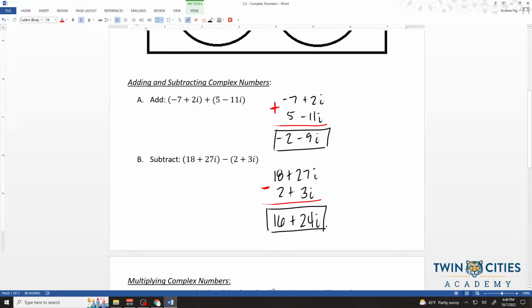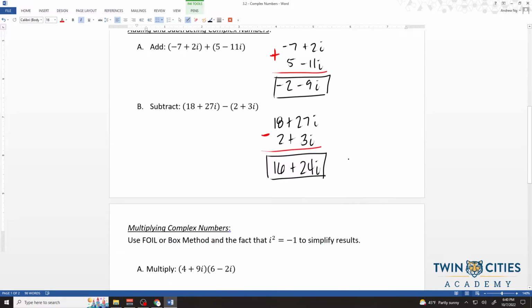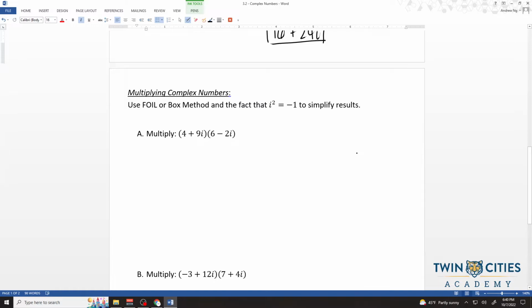What about multiplying complex numbers? Well, here I'm going to multiply a couple complex numbers. And we use either the FOIL method, or I tend to use a box method. I really like those. But I've got to keep in mind that if i equals the square root of -1, then i squared is going to be the square root of -1 squared, which is the same as saying i squared is -1. So keep that in mind as we're simplifying our results here.